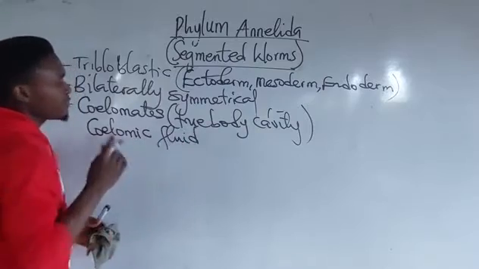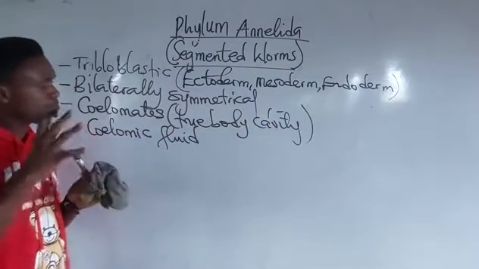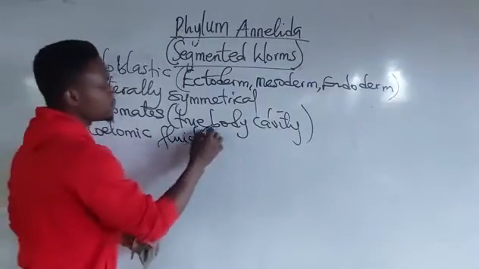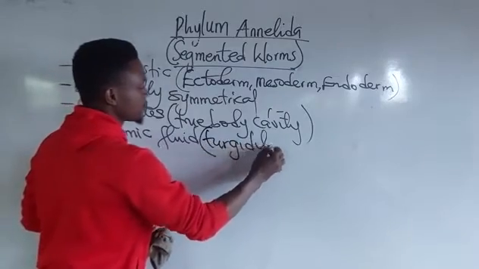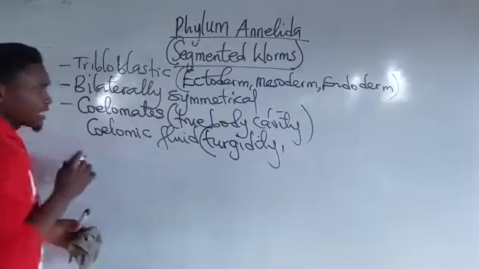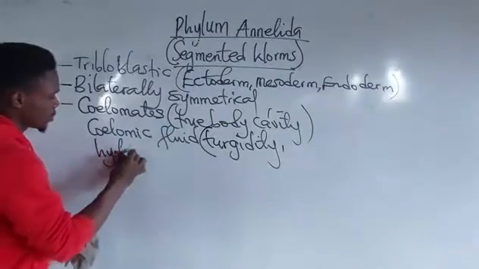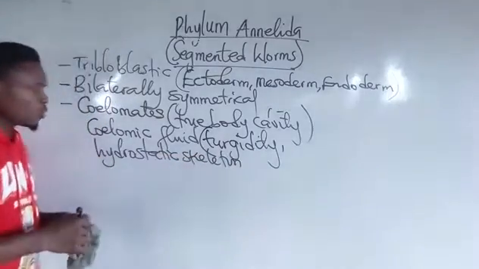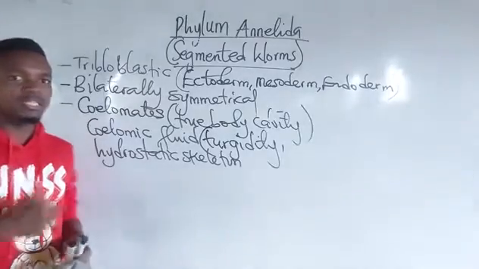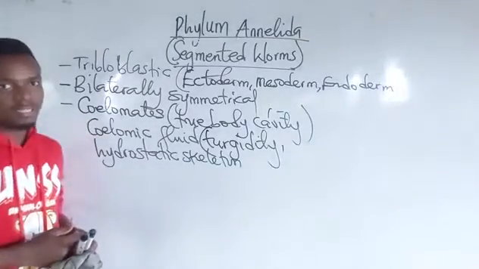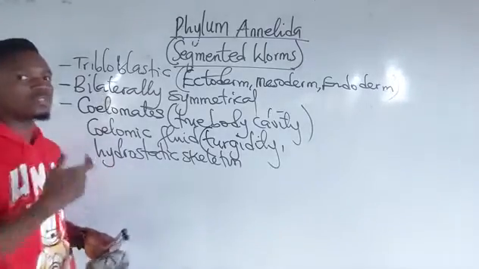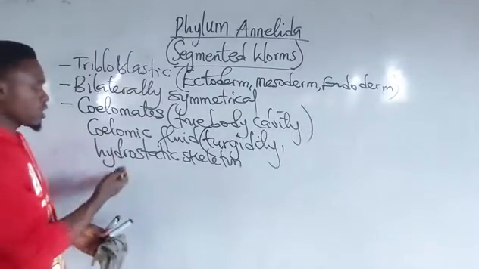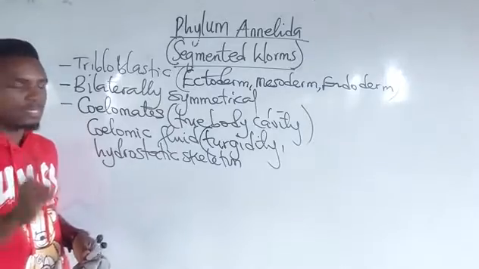The body cavity possessed by these organisms is made up of a fluid called coelomic fluid. What is the function of this fluid? It provides turgidity and also acts as a hydrostatic skeleton. You know we have three types of skeletons: exoskeleton, endoskeleton, and hydrostatic skeleton. This type of skeleton is found in soft-bodied animals. Even the nematodes also have a hydrostatic skeleton. So please take note of that.